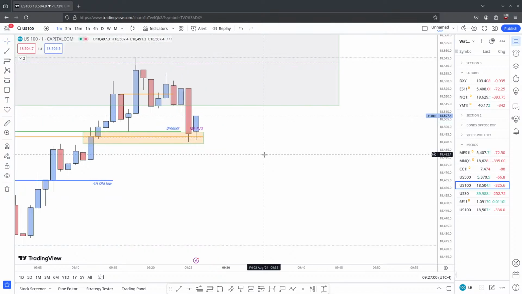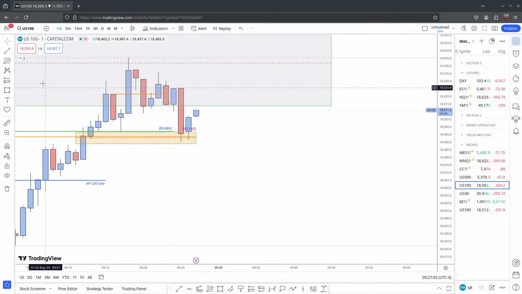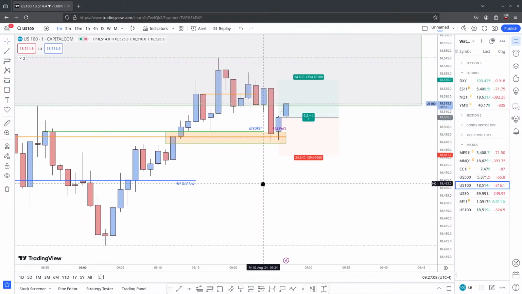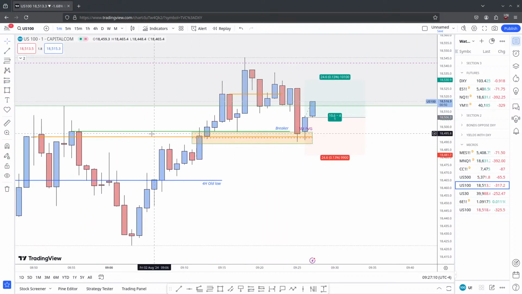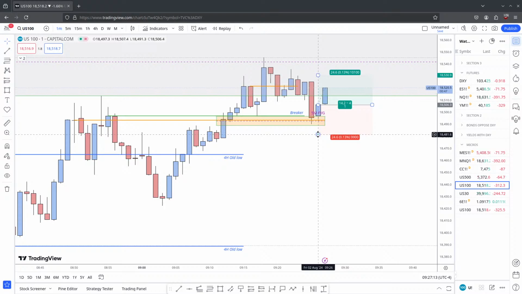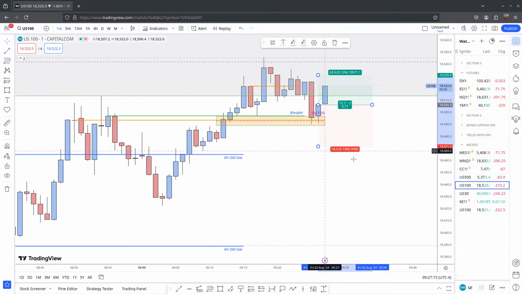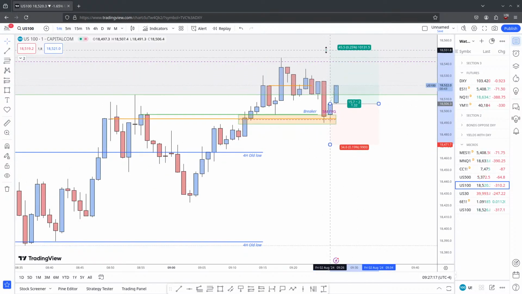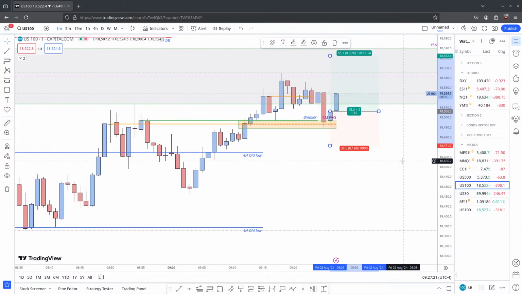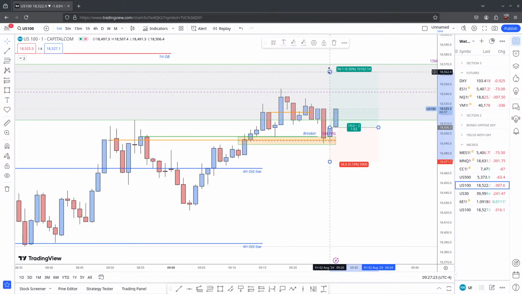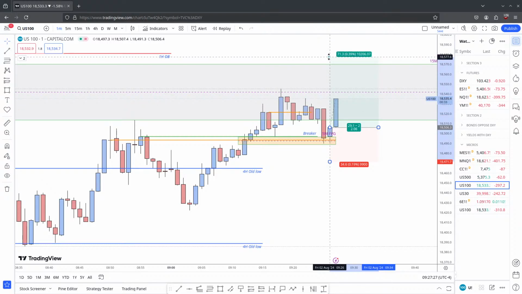Let's just go back onto a 1 minute. Okay, so that would be the entry. Since I saw that there, I'm just going to take it there. That would be the rejection of that breaker block, and the stop would be below there, and take profit, let's just go 1 to 2. Squeeze that up a little bit. 1 to 2, way up here.